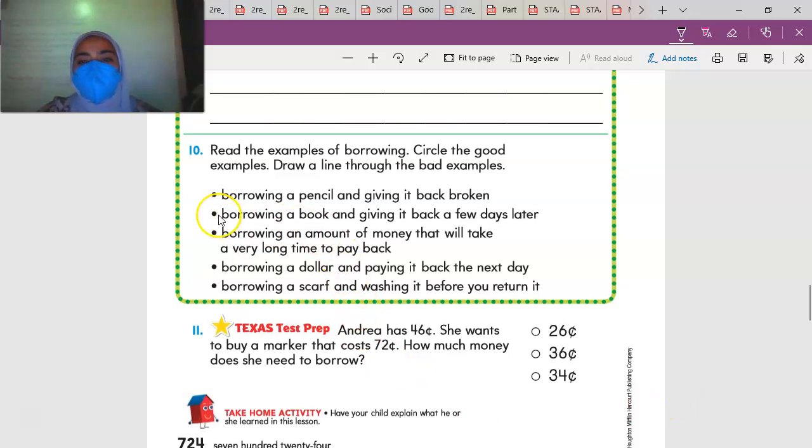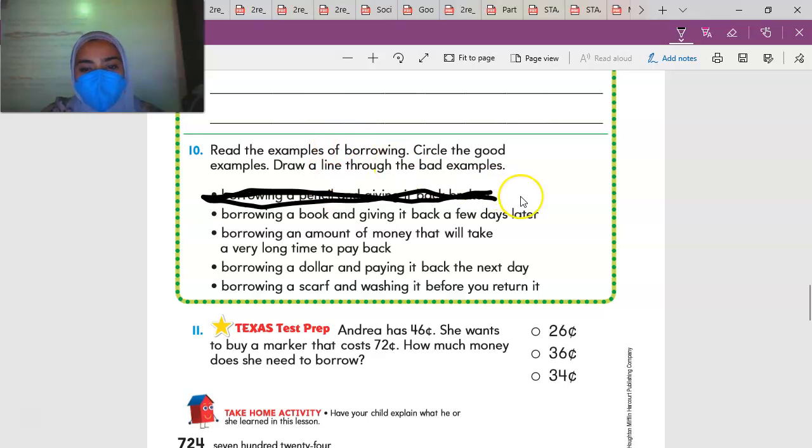Draw a line through the bad examples. Borrowing a pencil and giving it back broken. Is that a good or bad? Bad. That's bad. Let's draw a line through it. If you borrow something, you want to give it to them in the condition they gave it to you or in a better condition. You don't ever give it to them in a worse condition. You can cross that out.